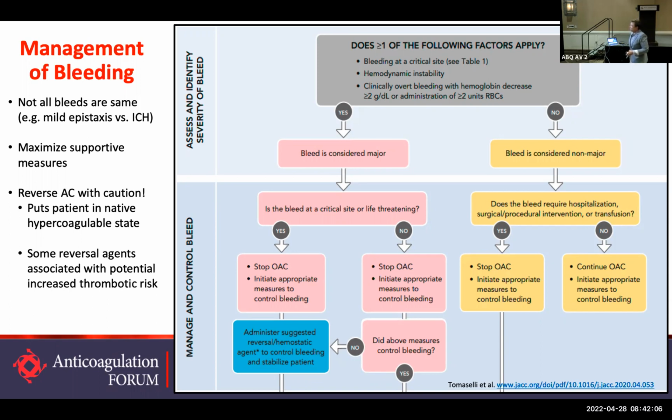And then over on the far left, for those most severe bleeds in the critical sites, we're going to be thinking about providing reversal of anticoagulant effect. But I just want to emphasize, this needs to be done very cautiously and methodically, okay? If you reverse somebody who has a baseline need to be on a blood thinner, you're going to put them into their native hypercoagulable state, and that could precipitate a thrombotic event.